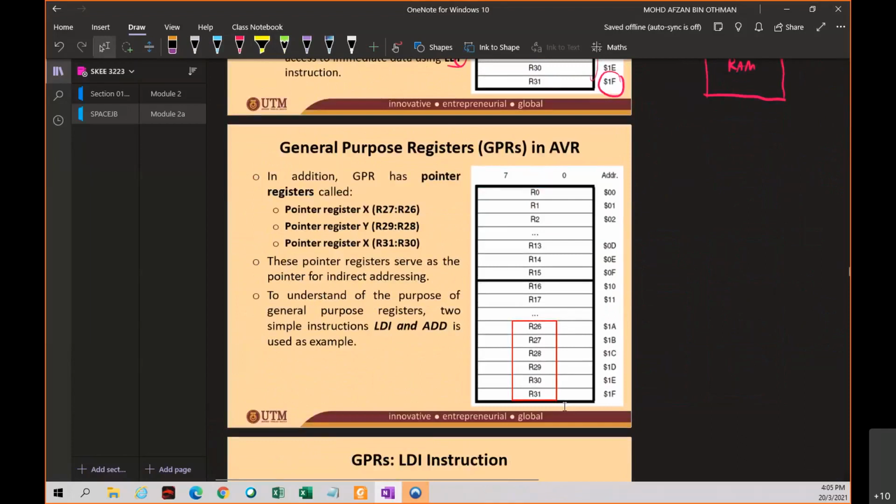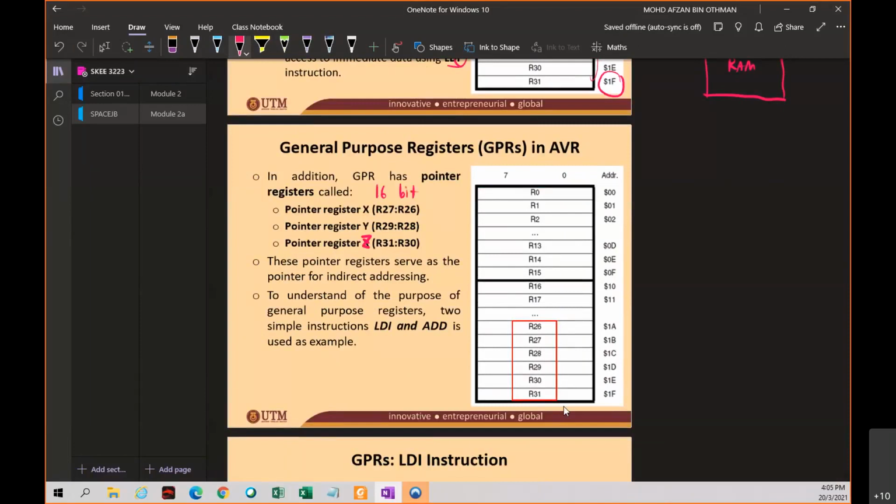So in addition, okay, ada tambahan pula tu. GPR has pointer registers called pointer register X, pointer register Y, and pointer register Z. Okay, yang ni kita tukar jadi Z. Okay, so this pointer register is 16 bit. Okay, pointer register adalah 16 bit.